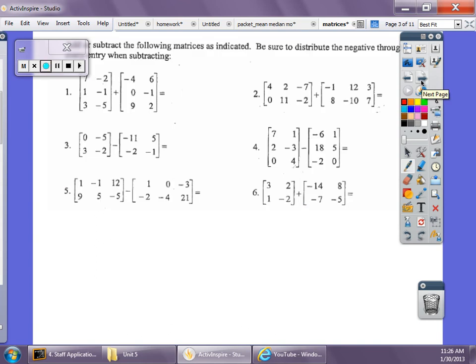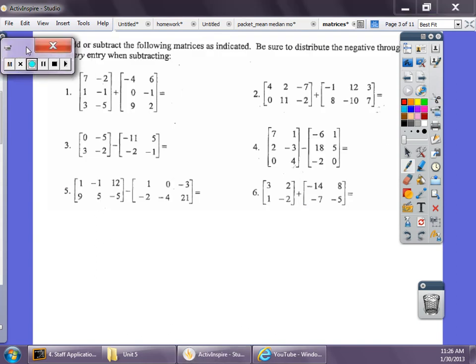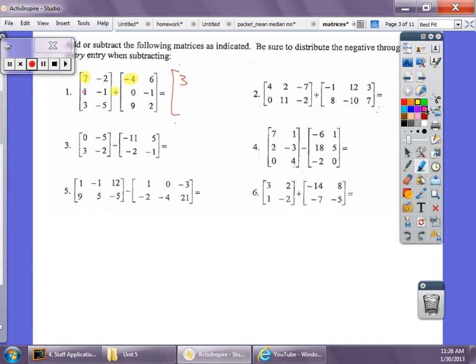So now we have a couple examples here. When we look at number 1, we're adding these matrices, so we want 7 plus -4, which is 3. Now we have 1 plus 0, well 1 plus 0 is just simply 1. 3 plus 9 is 12. So what we did with them is we wrote all of them in the same spot. So 7 and -4 were in the first row, first column, so 3 is in the first row and first column.